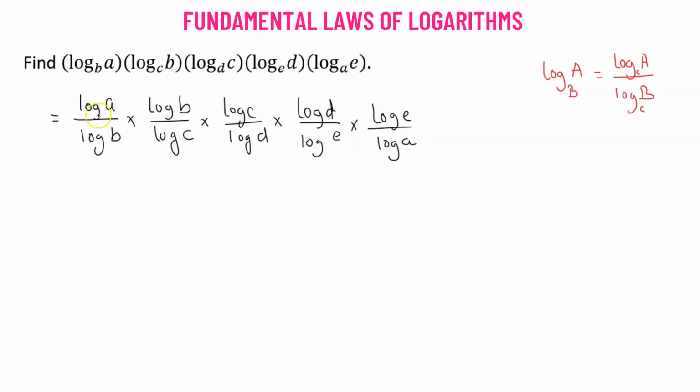So here some of the logarithms will get cancelled out. Let's see which of them. We have log of a cancelling out with log of a, log of b, log of c, log of d, log of e. So actually all the logarithmic terms get cancelled out. That leaves us with 1. So this is the value of the given logarithmic expression.